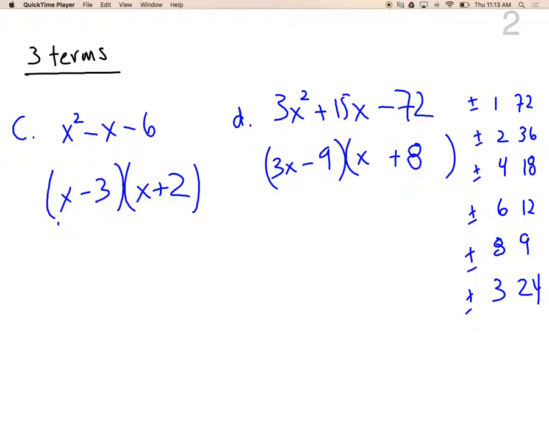Okay, let's check. There's my 3x squared, I'm happy. There's my -72. 8 times 3x, 24x. 24x minus 9x, positive 15x. We're good. Okay? That's about as bad as it gets for us. Well, it'll get worse, but not for factoring. We'll start to see some 3 terms that don't factor at all.